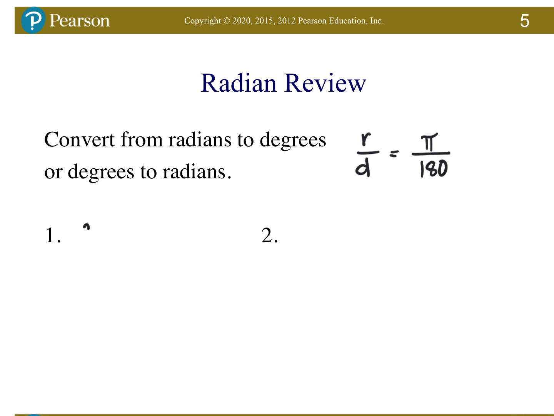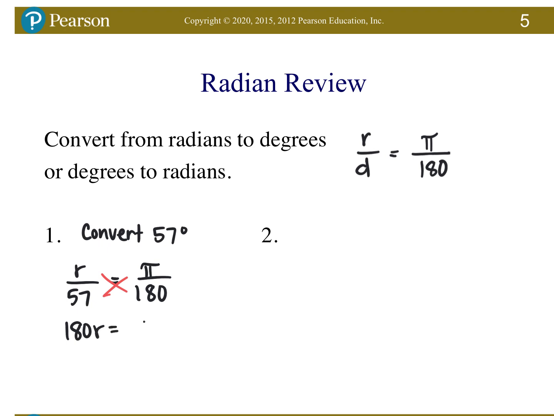Okay, so let's suppose that we're converting 57 degrees. Okay, so when you want to convert 57 degrees, 57 would go in the position of D, which is in the denominator. So you'd have R over 57, and then being equal to pi over 180. And then you're just going to cross multiply that. All right, so we cross multiply. So we get 180R equals 57 pi. And so R is the fraction, 57 over 180 pi.